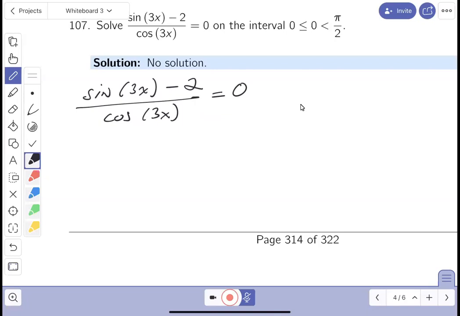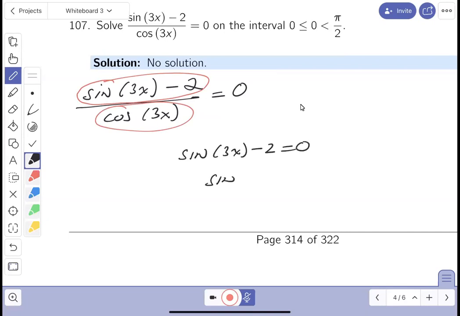Let's take a look at that. And I gotta be honest with you, the only way this could be true, because it says equal to 0, is if this is equal to 0, provided this was not simultaneously 0. Let's see if we can do that. And what are you going to get over here? I'll write this down. Sine 3x minus 2 is equal to 0. Sine 3x is equal to 2. Well, that's the form I want.